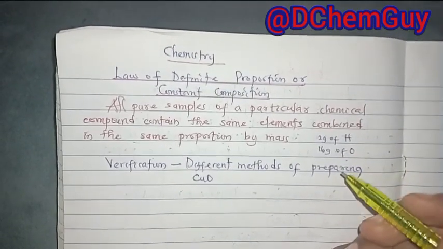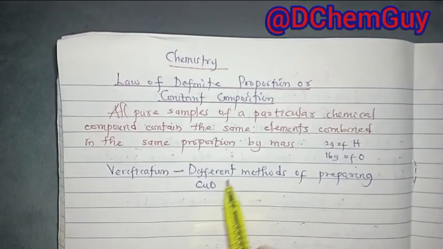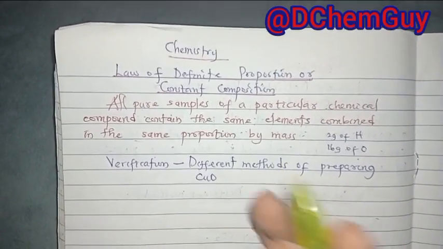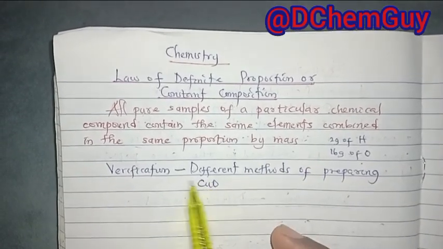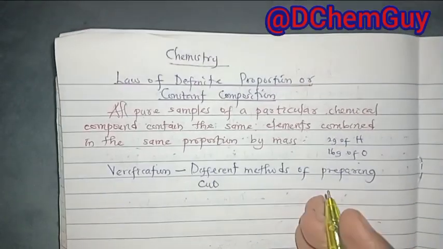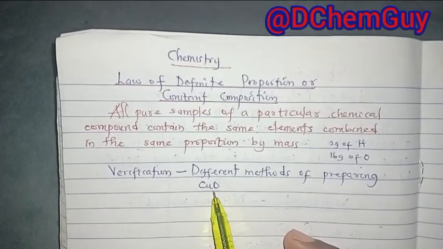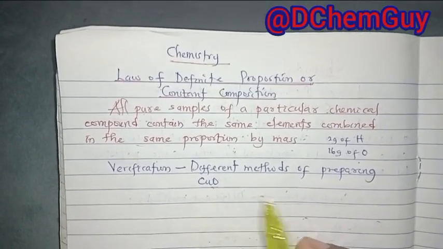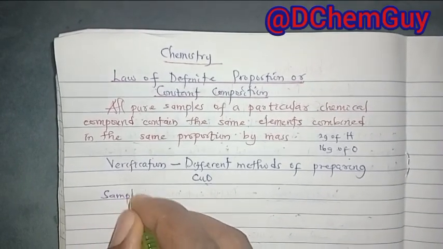All right. So how do we now verify this law? It's very easy to do. We can verify this law by preparing a chemical compound via separate methods. For this lesson, let's look at how to prepare copper 2 oxide using two different methods. Let's say we have sample A.